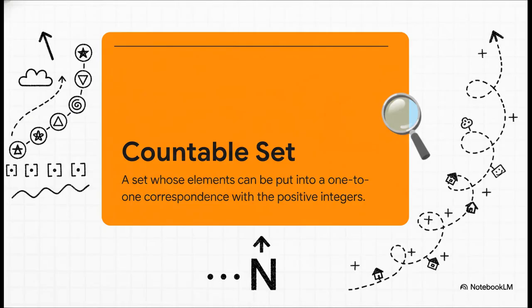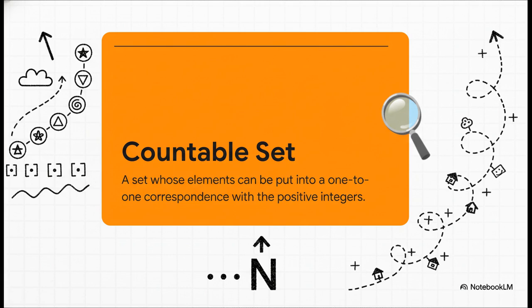So we call a set countable if we can, at least in theory, list out every single one of its members. Now, that list might go on forever. But as long as you can point to a first element, a second, a third, and so on, in a way that you know will eventually get to every single item, then that set is countable.